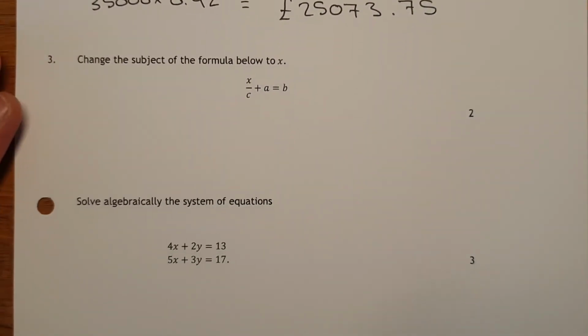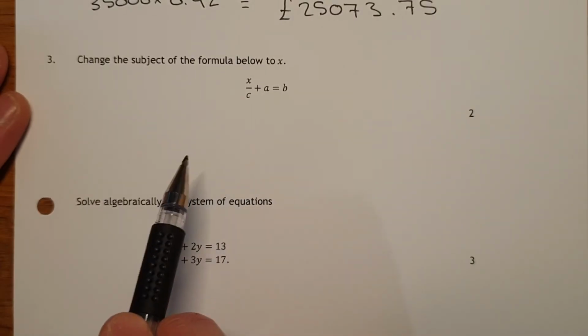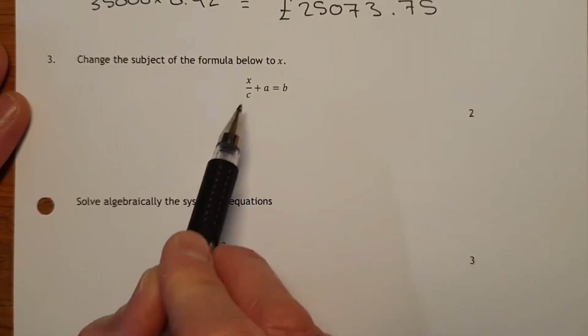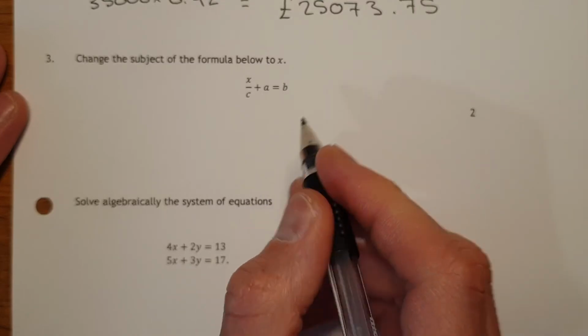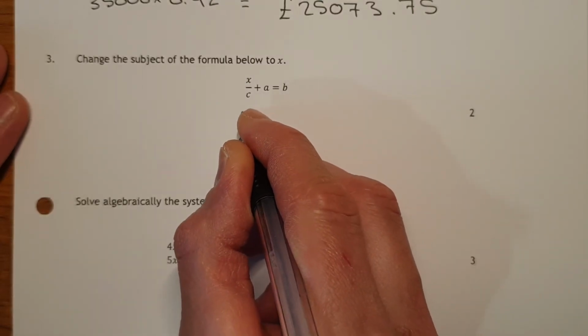In question 3, changing the subject of the formula to x, we've got an a here, we've got plus a, so we've got to get rid of that. We're dividing by c, so we've got to get rid of that from the left hand side. So we can subtract a from both sides.